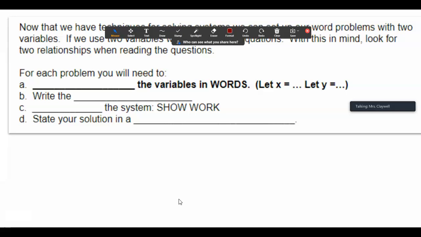So our first steps to do this: we want to define the variables, and to this you want to write the equations / systems. So after you define the variable, you then want to write your equations. We then want to solve the systems, which is what we've been working on the last few days, and then you want to state your solutions in a sentence.